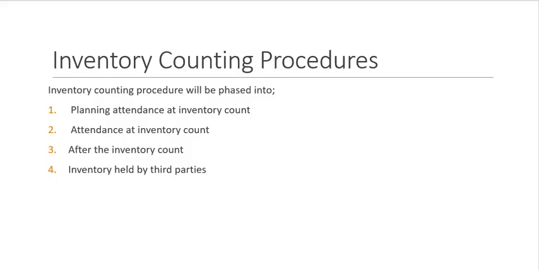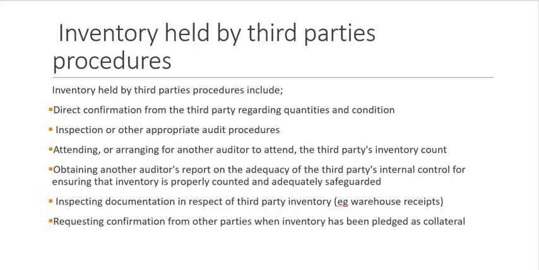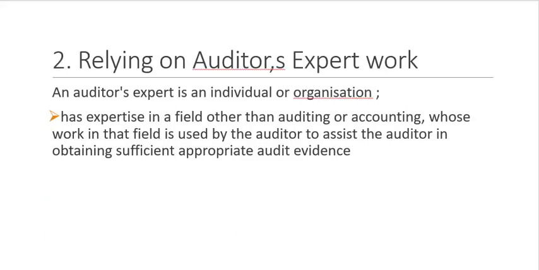So stock taking will take place in 4 areas. When you are planning attendance at inventory count, what should you do as an auditor? When you are attending the inventory count, when the inventory has been counted, and when inventory is held by third parties, what should we do? So these summarize them, you can look at them, but we should look at those which are very important at this syllabus. The second way of getting evidence apart from stock taking is relying on auditors' experts.